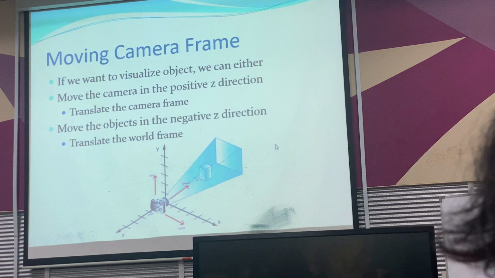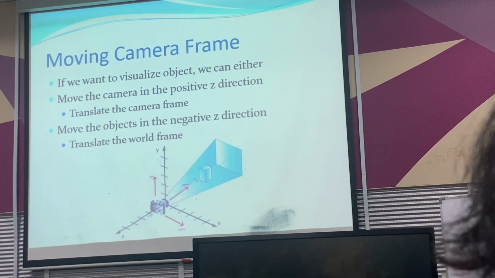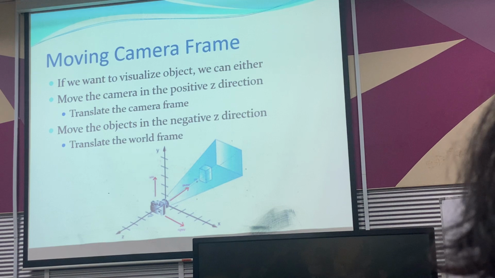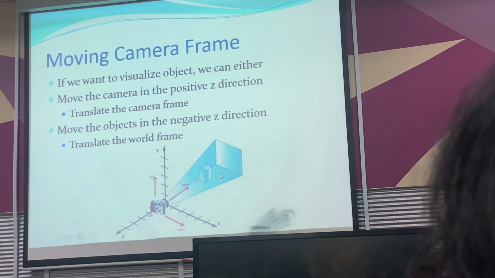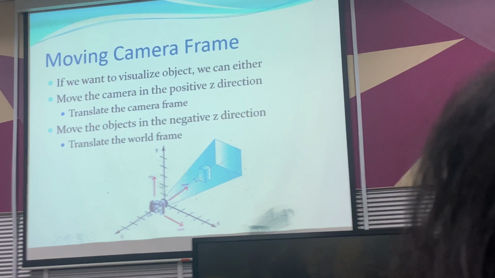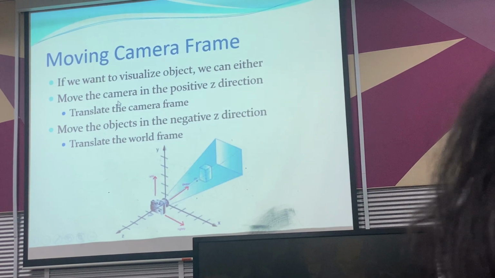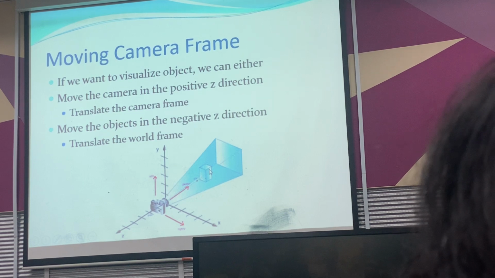Your camera here, your object here. Move your object here, your camera here. If you don't move them apart, then you cannot see your objects. This one is negative Z, this one is positive Z, opposites. When you move your camera, that means you translate your camera frame. This one we deal with our projection matrix. All that you did in chapter 4, we actually translated the world frame. You're moving your objects.